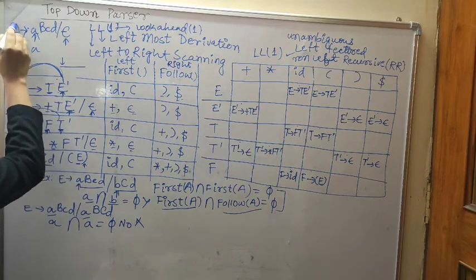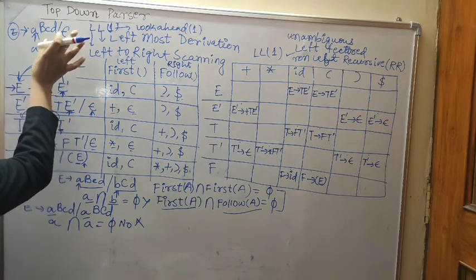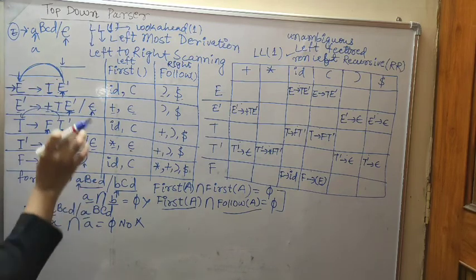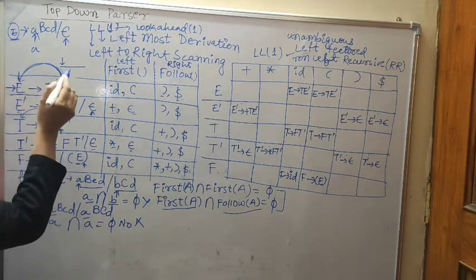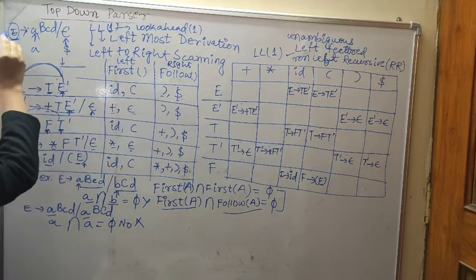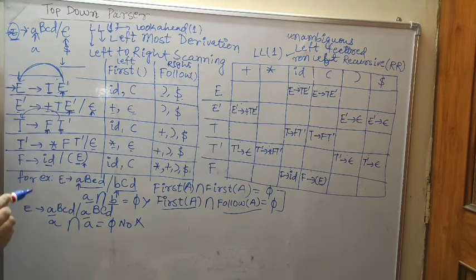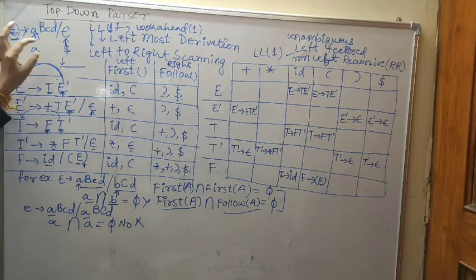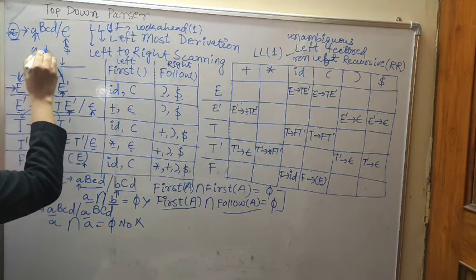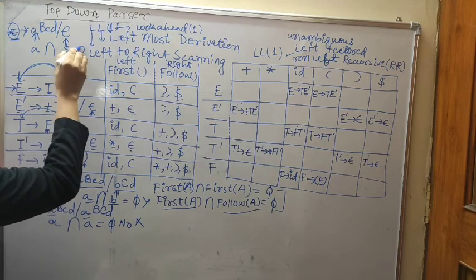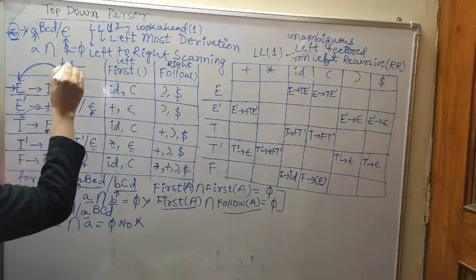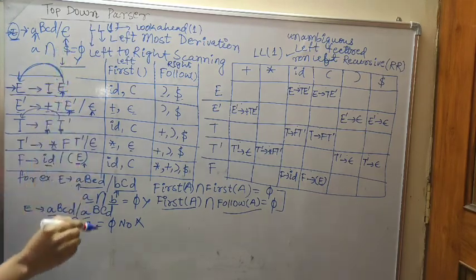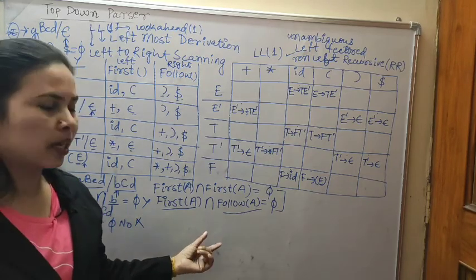Follow of A means what? Follow of E. What is the follow of E? Is any E available on the right side? No. So follow of E is dollar, because it is the starting symbol. On the right side no E is available, so dollar will come. Then A intersection dollar equals phi, equals null? Yes. So definitely this grammar is also an LL1 grammar.